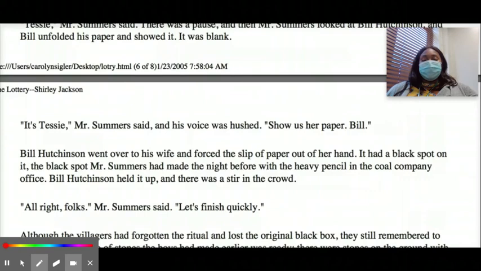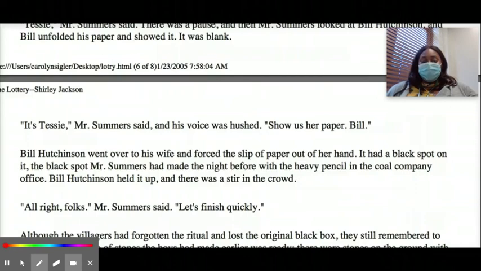Bill Hutchinson went over to his wife and forced the slip of paper out of her hand. It had a black spot on it, the black spot Mr. Summers had made the night before with the heavy pencil in the coal company office. Bill Hutchinson held it up, and there was a stir in the crowd. All right, folks, Mr. Summers said.